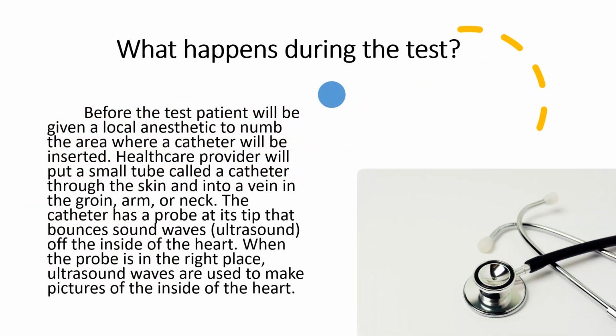So what happens during the test? Here the doctor will be giving a local anesthesia, 2 ml, to numb the area. After that, the catheter will be inserted through the skin, either groin or brachial or radial, and the tip of the catheter will be placed inside the heart. When the probe is placed in the right place, the ultrasound waves are used to make pictures of the inside of the heart.